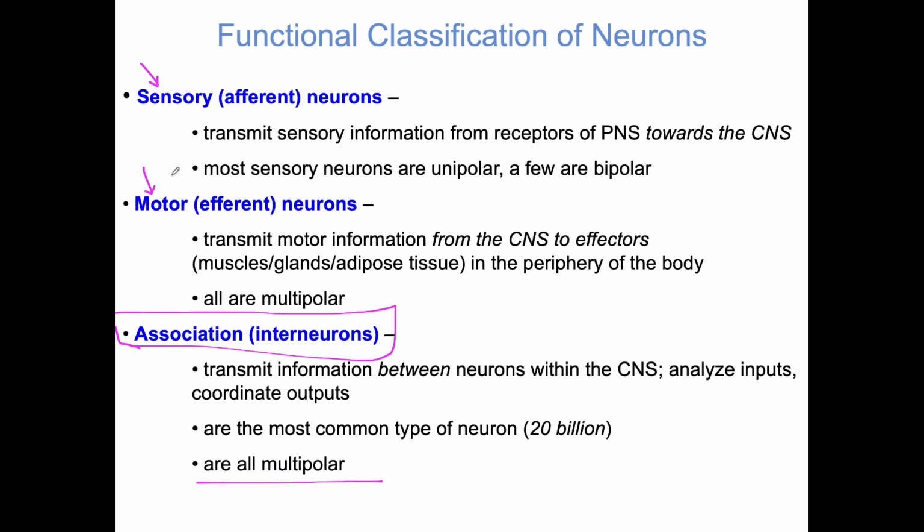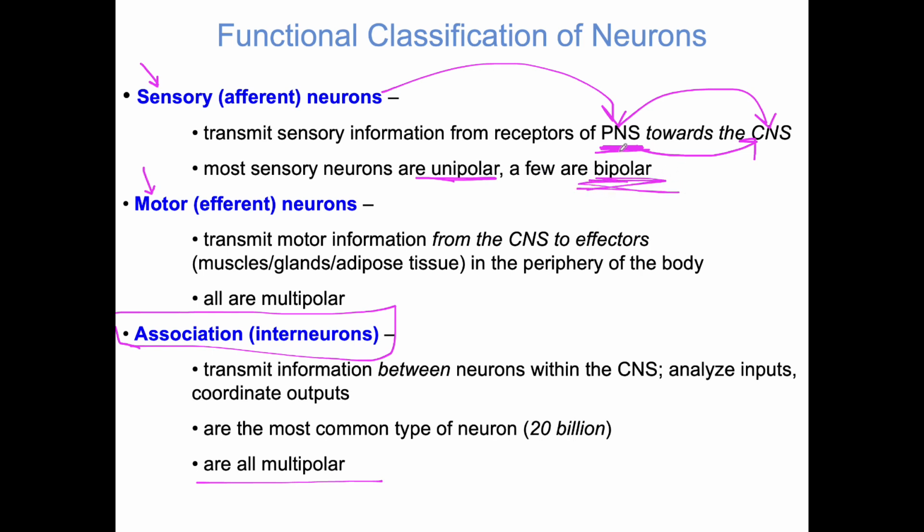Now, these two here, sensory afferent neurons. These are found in the PNS, and they're sending signals from the PNS towards the CNS. So you sense things in the peripheral nervous system, let's say your hand, and you're going to send that sensory input to the central nervous system to be integrated. Most of these are going to be unipolar. Some of them are bipolar.